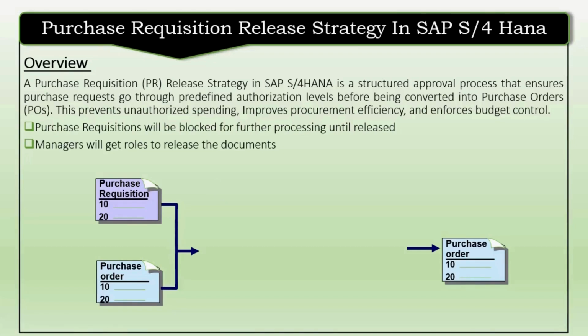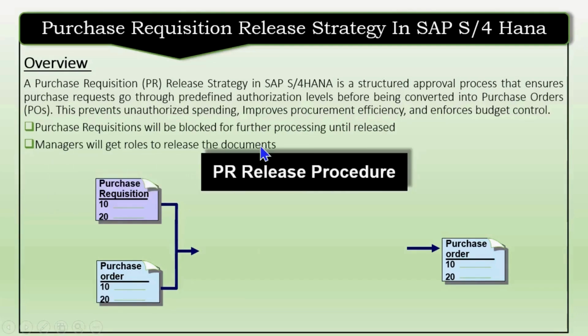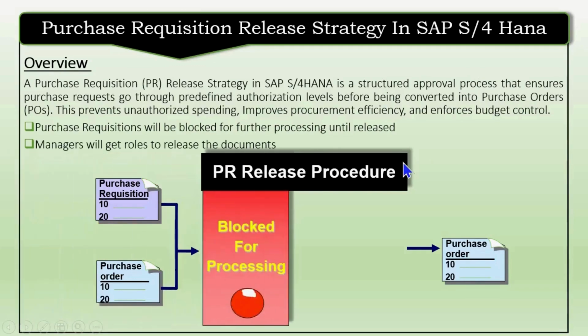Remember, each department will have a budget. That budget will be allocated annually. From that budget, those departments will create the purchase requisitions. The purchase requisition will be blocked for further process until released.